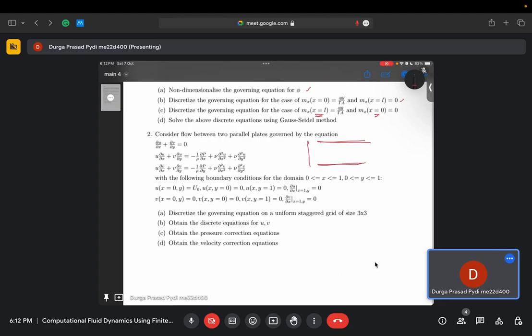These are the governing equations: the continuity equation, and the x and y momentum equations. So my unknowns are u, v and p. Three unknowns, three equations, so you should be able to solve them. And these are the boundary conditions.